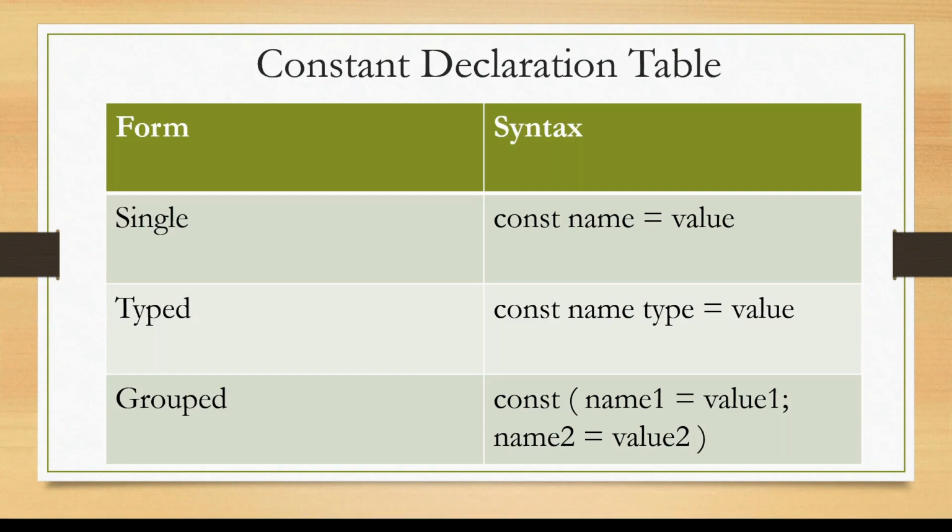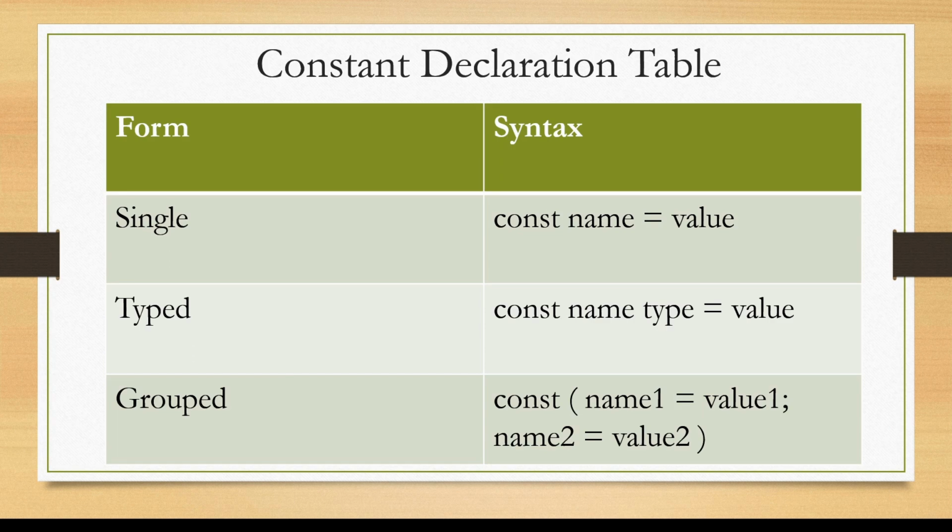All right, let's take a quick look at how you can declare constants in Go, and this table makes it super easy to understand. So first, what's a constant? Well, a constant is just a value that doesn't change, like your date of birth. No matter how many times you run your program, it stays the same.